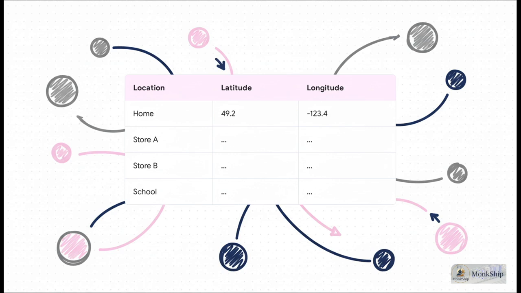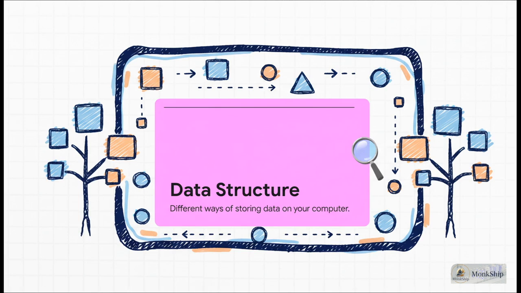But look at this table. There's something really important missing, isn't there? It doesn't show us the roads. We can see the destinations, but we have no idea how they're all connected. And this brings us to our first big definition, a data structure. It's not about the data itself, the locations or the coordinates. It's about the way you decide to store and organize it. It's the framework, the container you build for your information.